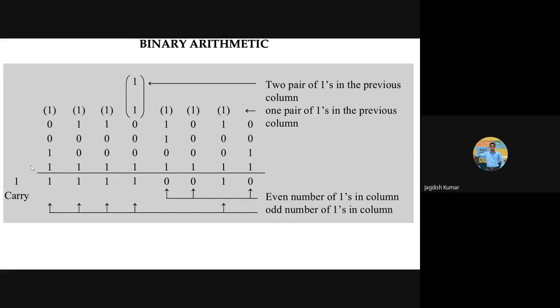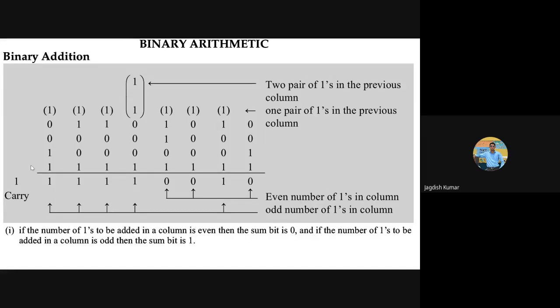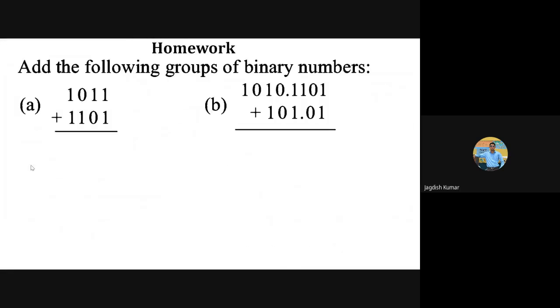And well, that's what I told you. If the number of ones to be added in the column is even, then the sum bit will be 0, and if the number of ones to be added is odd, then the sum bit will be 1. And how to get carry? For every pair of ones, there will be one carry going to the next higher column.